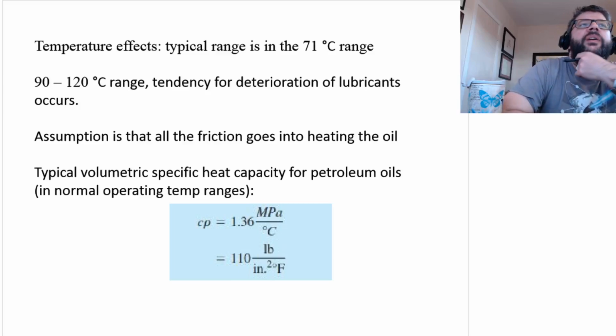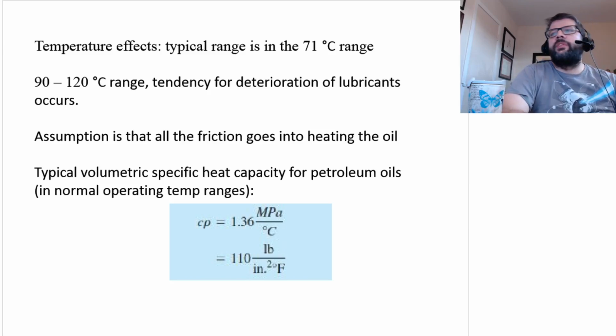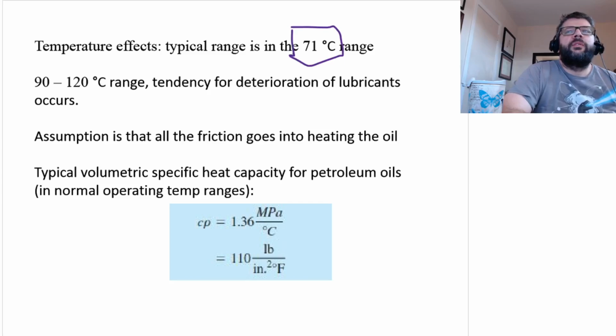Temperature effects. So we saw already that the temperature of the oil affects the viscosity fairly strongly, in fact. So typically, a typical range that we want to be using is around the 71 degrees Celsius range. Again, that's a value that is reasonable for some of the more typical oils that you might be using for your lubrication.